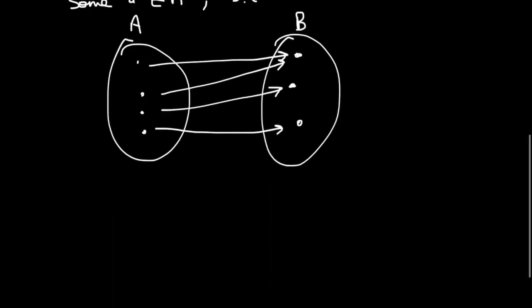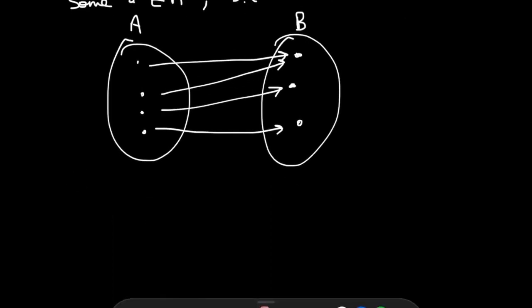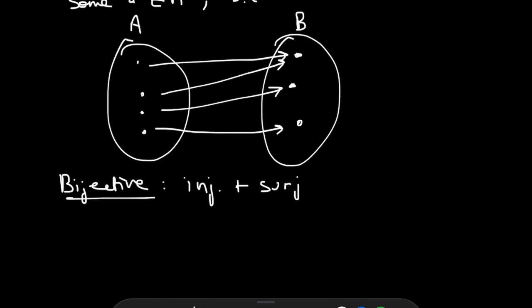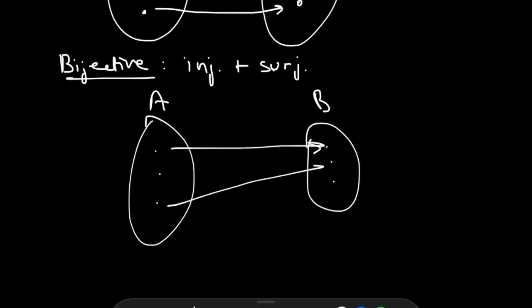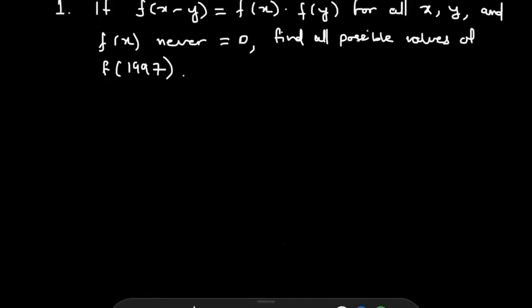And lastly, we have what we call bijective functions. We define a function to be bijective if it is both injective and surjective. So visually that means if we have two sets A and B, then each element of B is going to be mapped to by some element of A, and no more than one element of A can map to the same element of B.